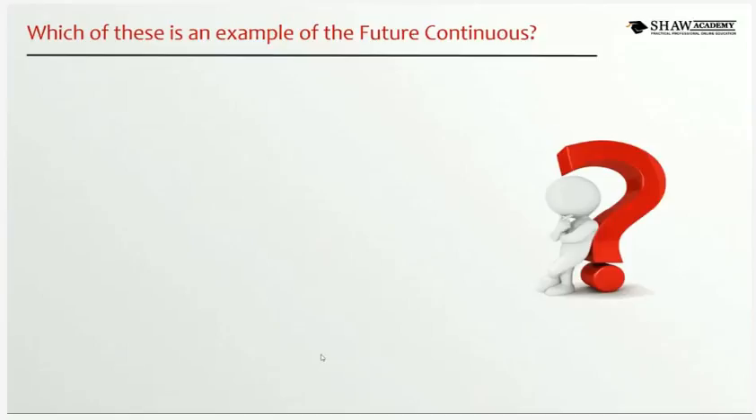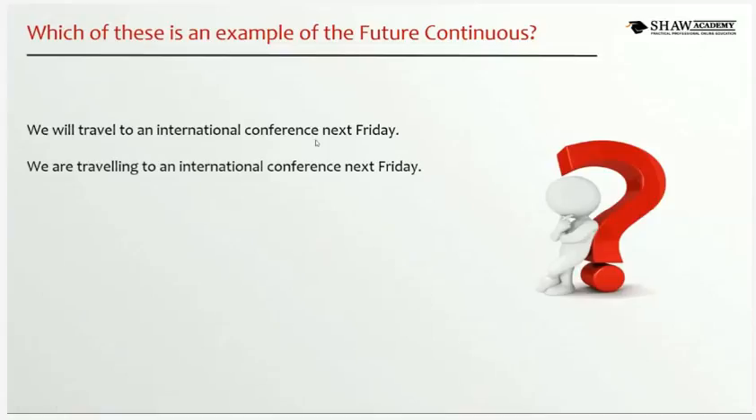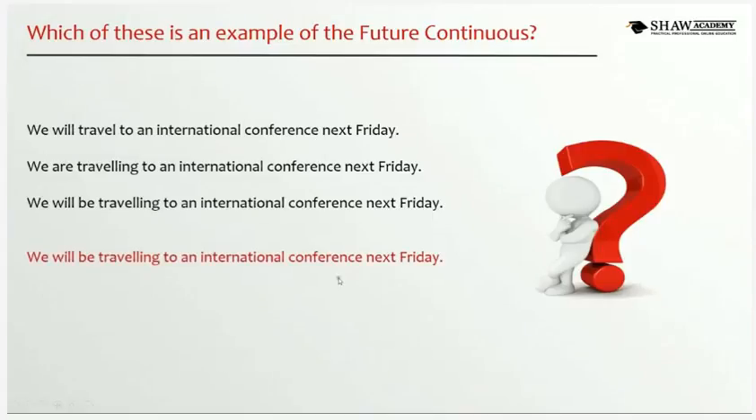Which of these is an example of the future continuous? We will travel to an international conference next Friday. We are traveling to an international conference next Friday. We will be traveling to an international conference next Friday. So which of those is an example of the future continuous? Yeah, number 3. So we will be traveling to the international conference next Friday. So of course, number 1 is the future simple. The second one is the present continuous in a future context.